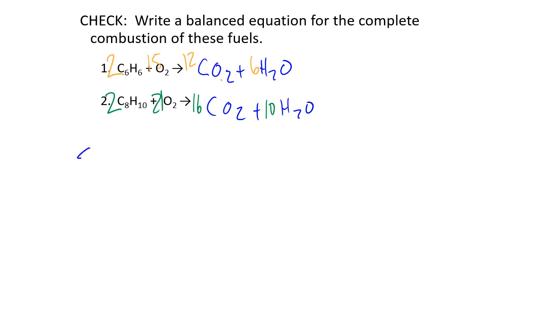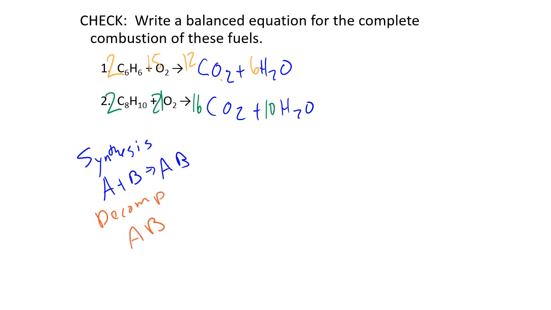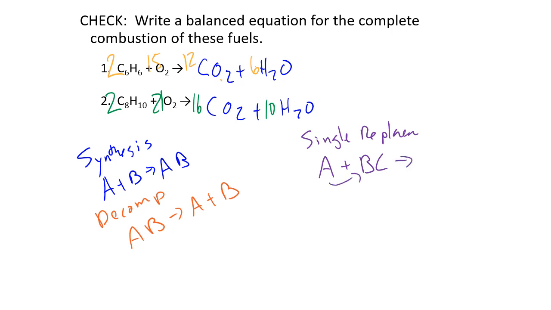So we have synthesis. Synthesis is A plus B makes AB. Two small things make a big thing. We have decomp. That's AB turns into A plus B. One big thing turns into two small things. We have single replacement, where we have a single element by itself and a compound, and the single element will replace one of the parts of the compound to make a new compound and a new single element.